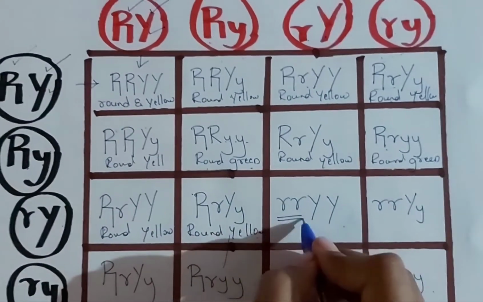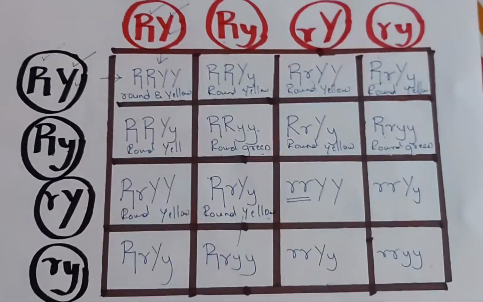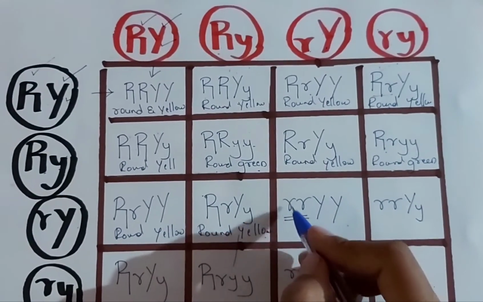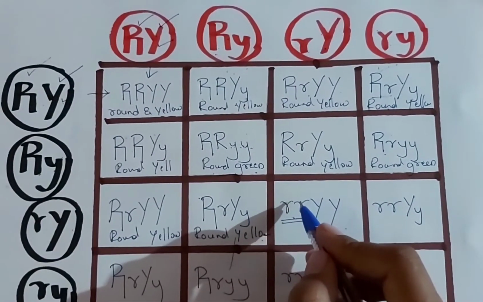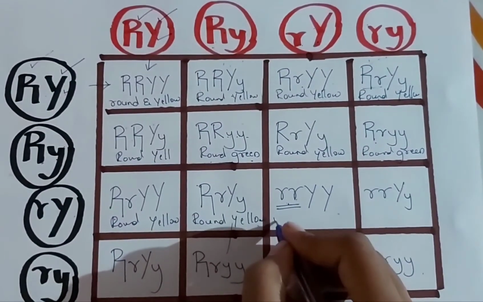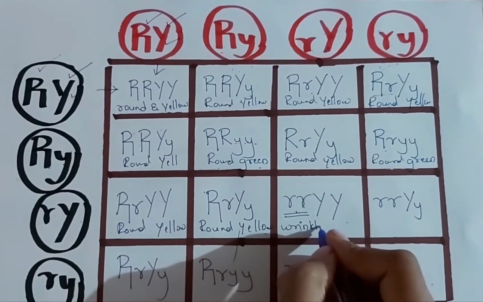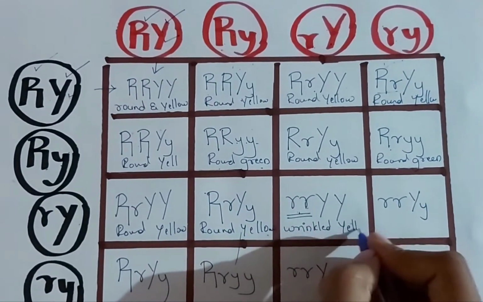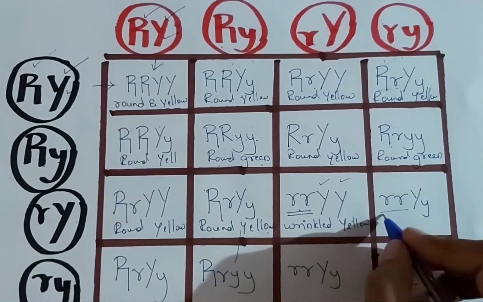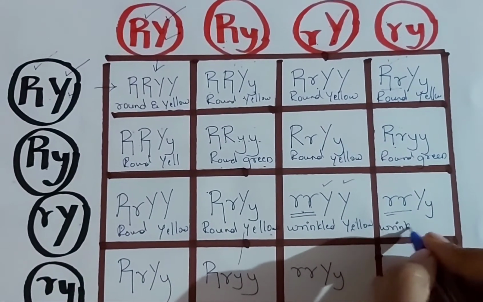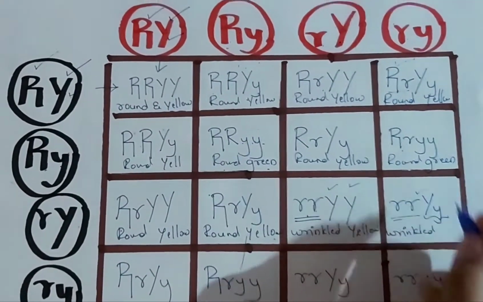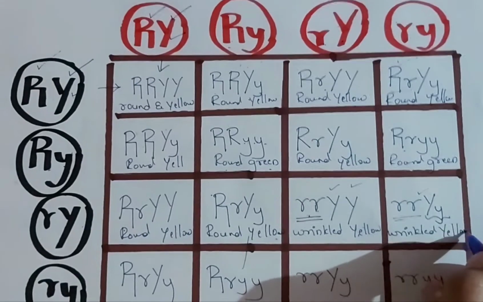and here you see it is small r, small r is for wrinkled shape, right? So the recessive alleles are always expressed when they are in the homozygous condition. So it is wrinkled and yellow. Okay, so yellow, both are capital, so yellow only. So here also it is wrinkled, but here it is heterozygous condition, yellow is dominant, and again it will be yellow.